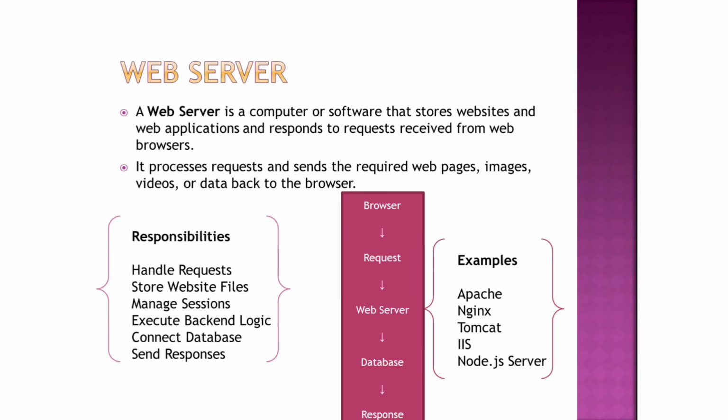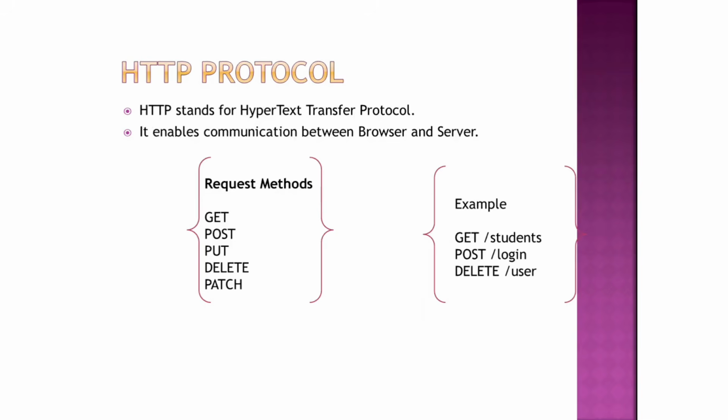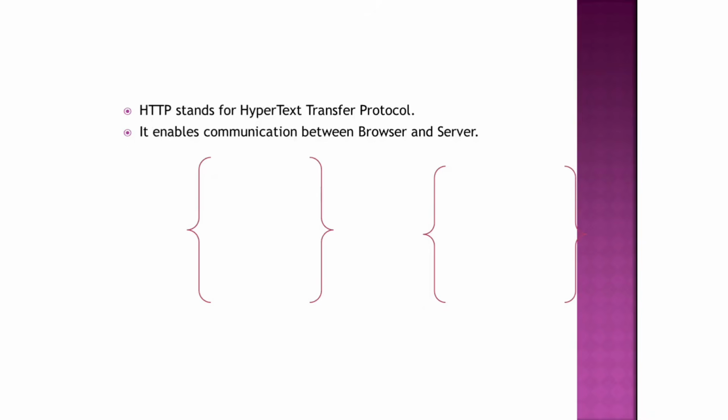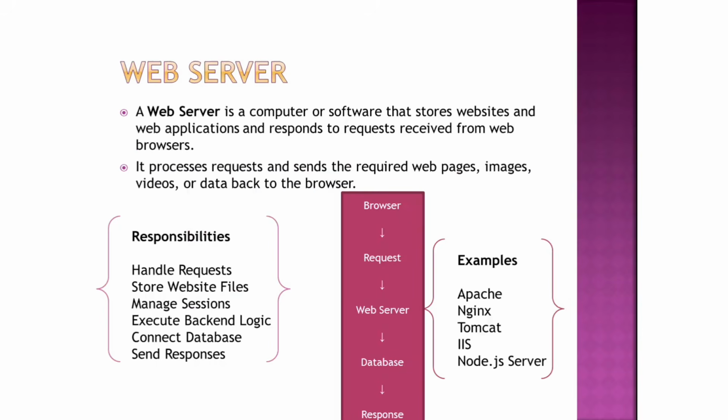Okay. Now let's understand how all the components work together. In the diagram, you can see important components: browser, web server, database, response. Let's understand the flow step by step. User opens the browser. Suppose a student wants to log in to the college portal. The student opens Google Chrome and enters the website.